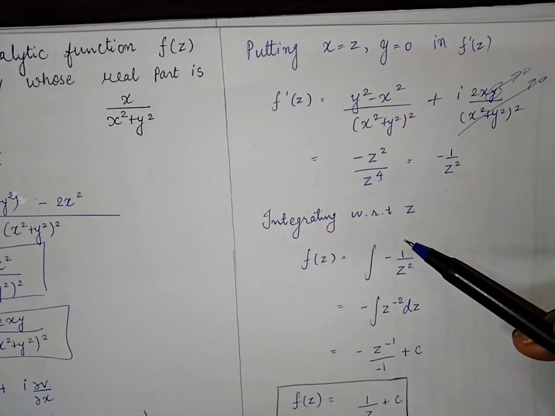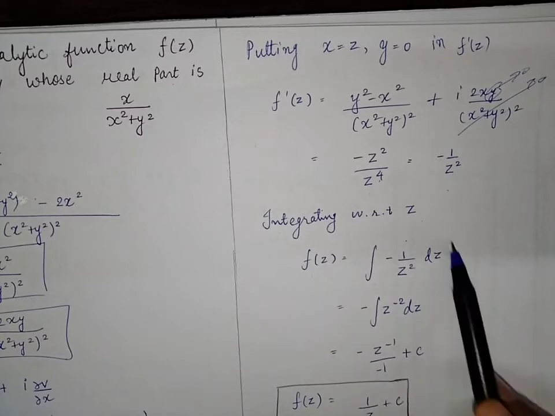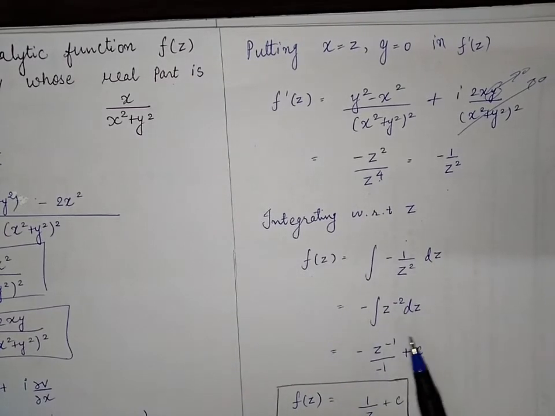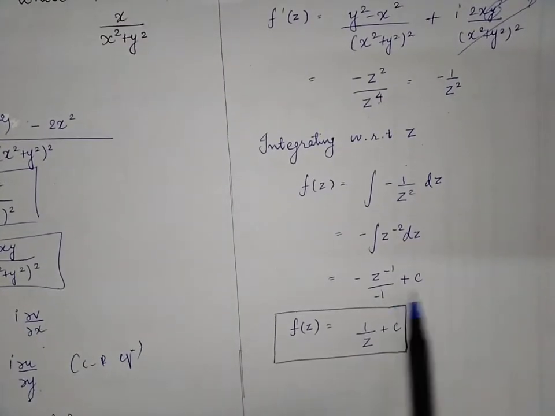And the last step, that is step 4, in order to obtain f of z, you have to integrate f dash of z. So integrating this term, you will get 1 by z plus c. So this is the final answer of this question. That is, this is the final f of z. Okay.